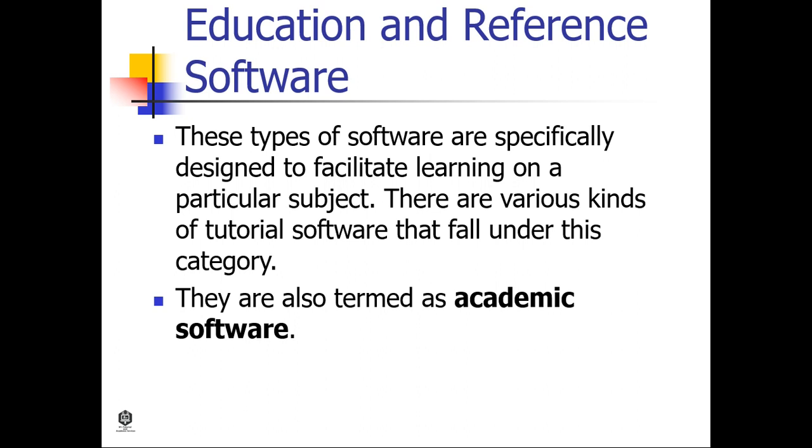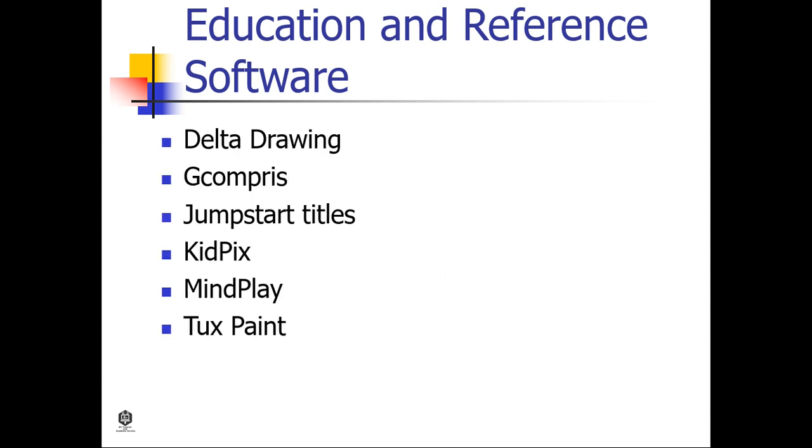Let's proceed to the education and reference software. These types of software are specifically designed to facilitate learning on a particular subject. There are various kinds of tutorial software that fall under this category. They are also termed as academic software. Examples of the education and reference software are Delta Drawing, GCompris, Jumpstart Titles, KidPix, MindPlay, and TuxPaint.